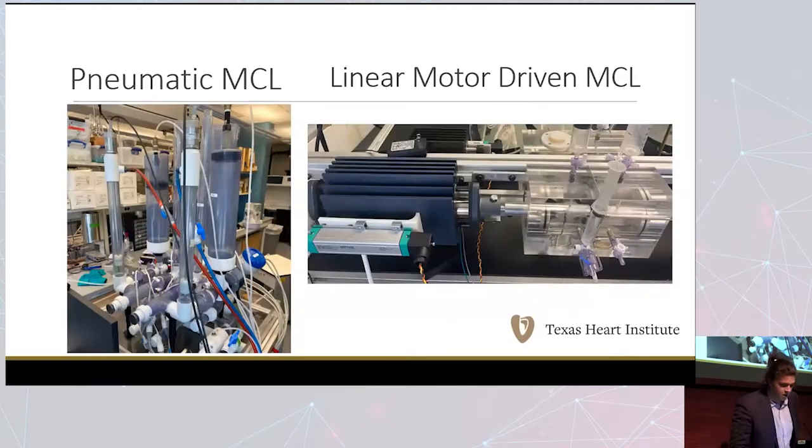So in our lab, we actually have two mock circulatory loops. On the left, we have our functioning pneumatic mock circulatory loop that uses compressed air to create pulsatile flow. And on the right, we have our linear motor driven mock circulatory loop, which is what this presentation is about. This is what's connected to the vascular structure.